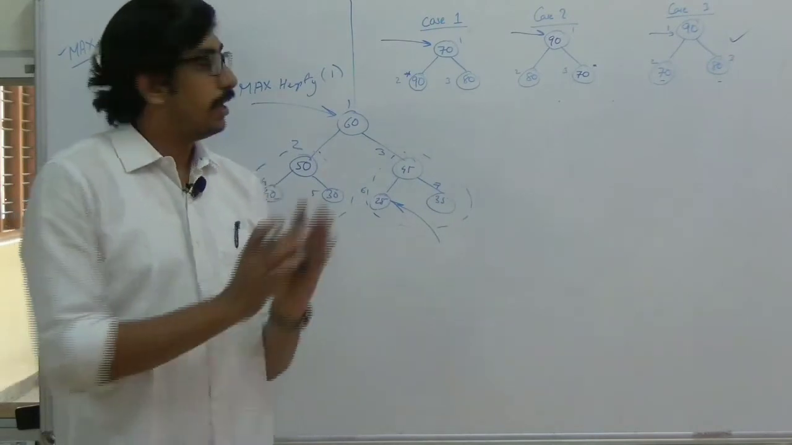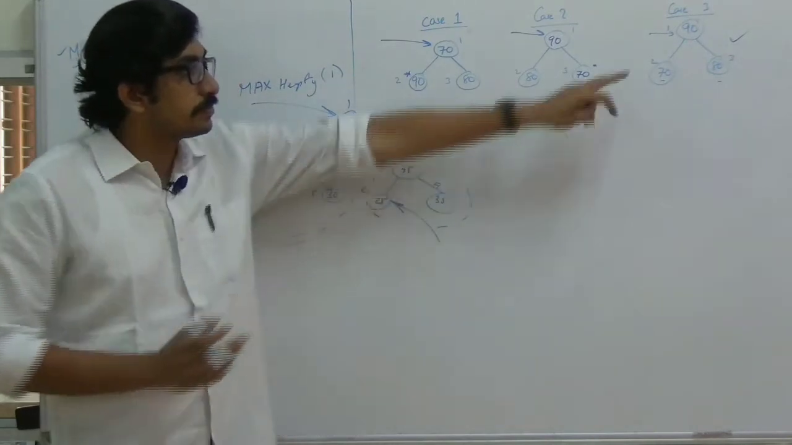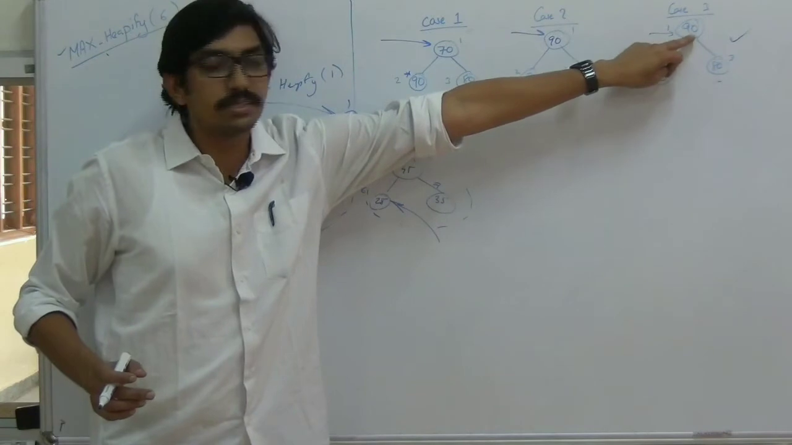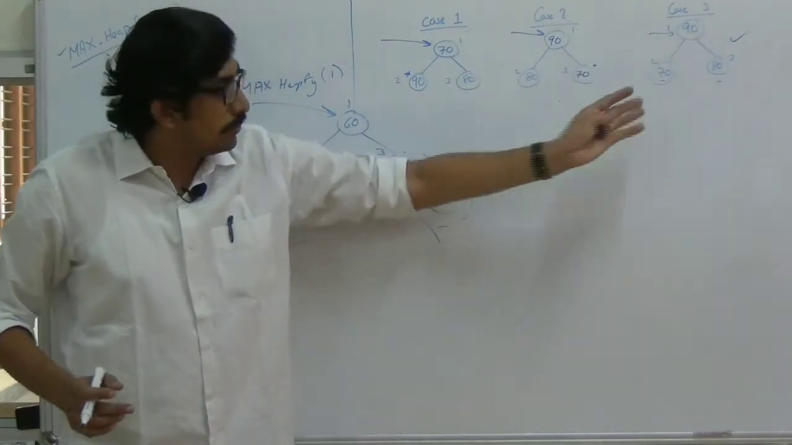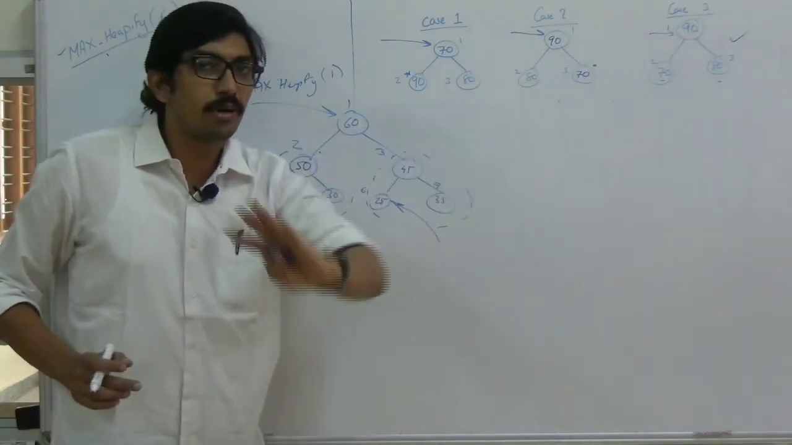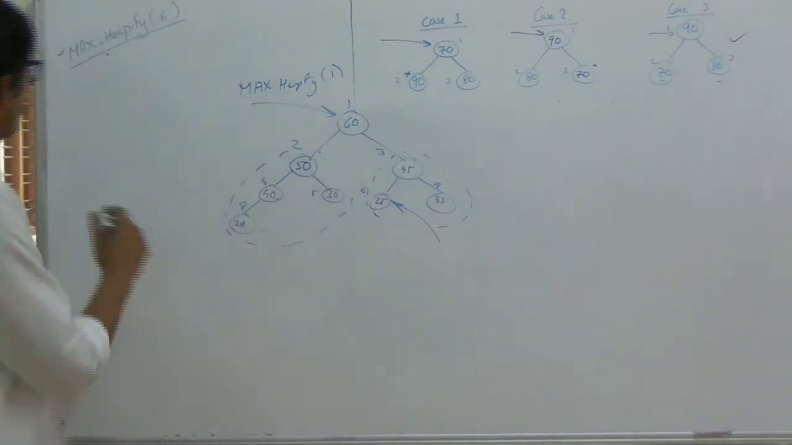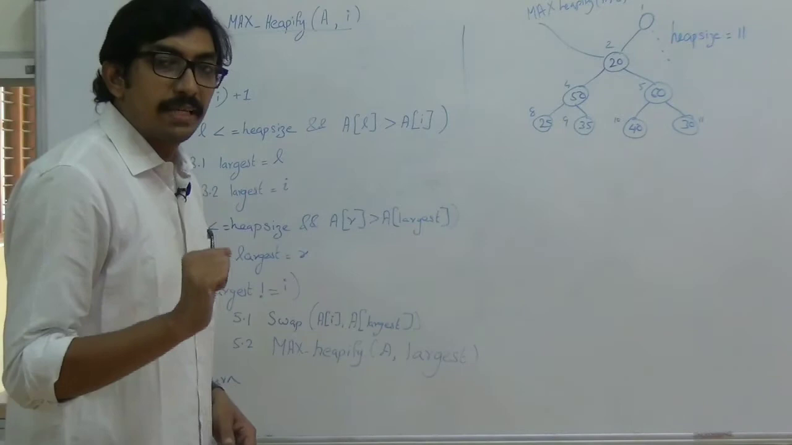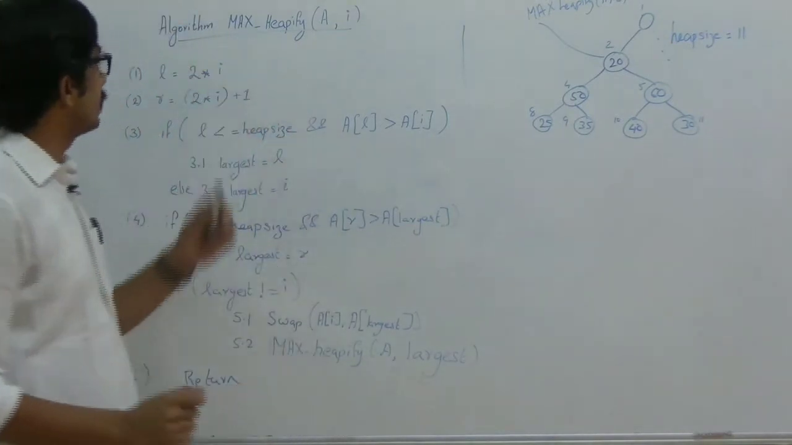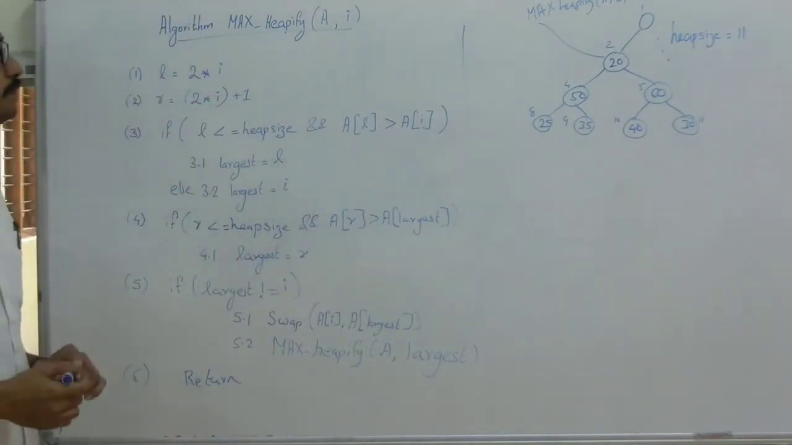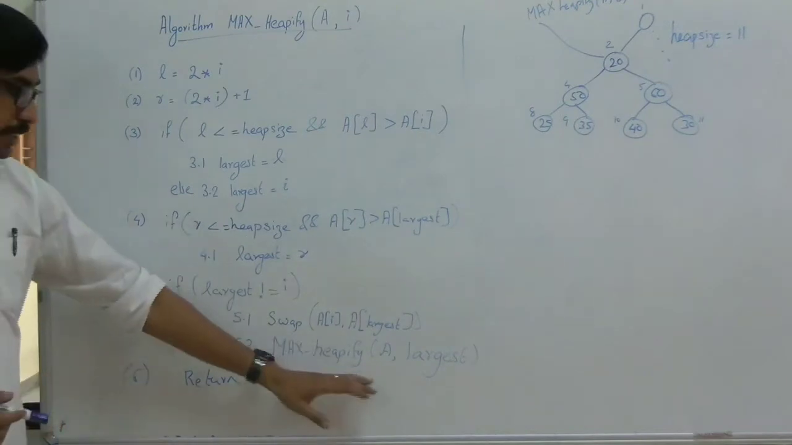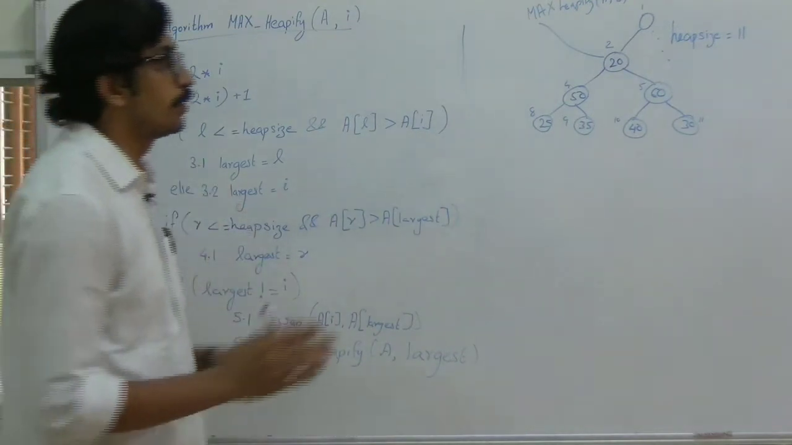Okay. And what will be the stopping condition? Case 3. If it is already the largest node, there is no need to swap. If there is no left or right child, again there will not be any swap. Okay. We will see it with the algorithm. Now we will see the algorithm of max Heapify. It's a very small algorithm. You can see there is a recursive call. We will see how it works.